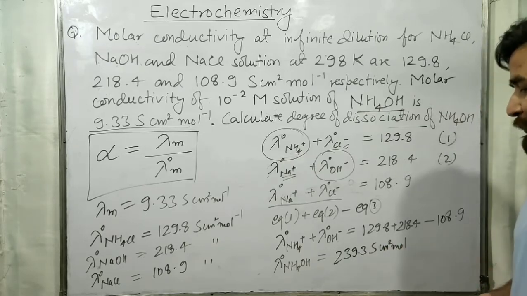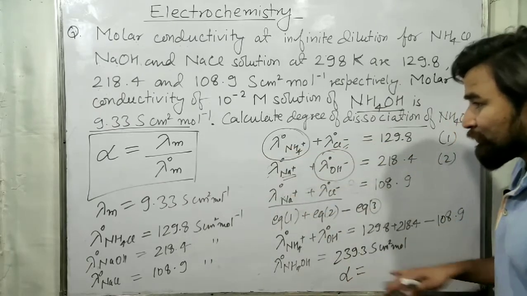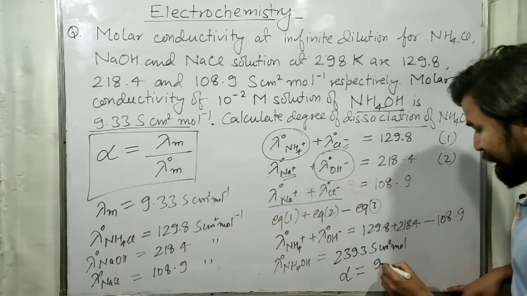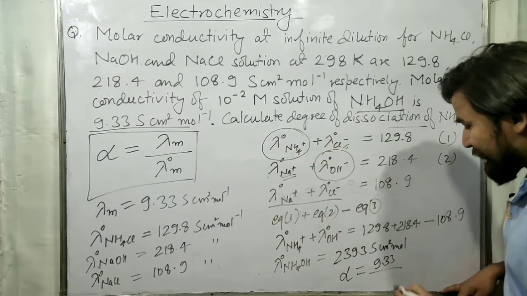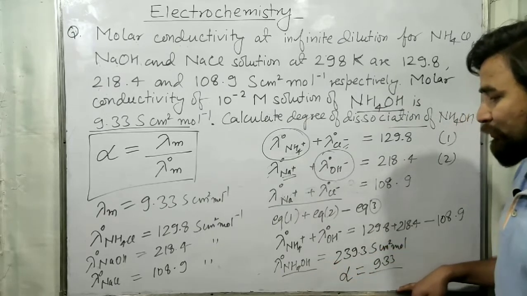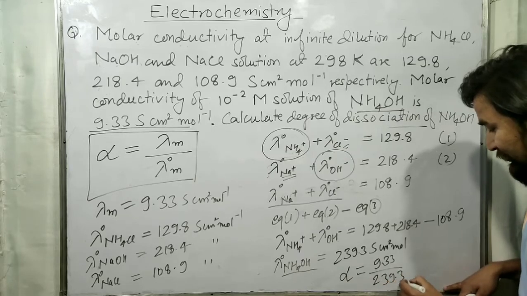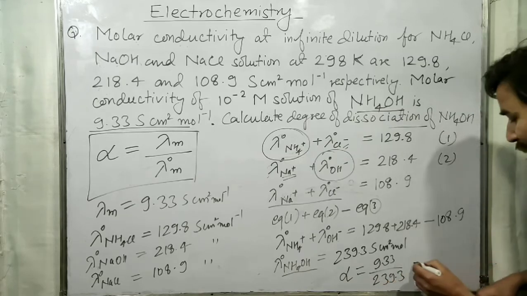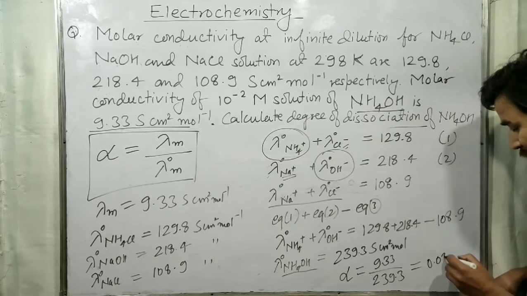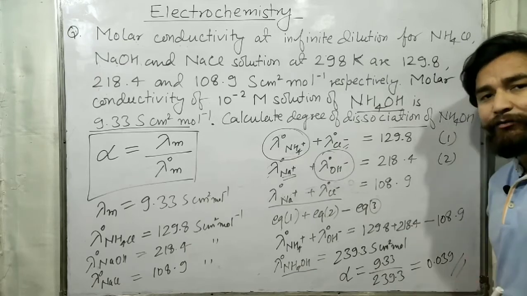And now we can calculate the value of alpha. Alpha is equal to lambda m. The value of lambda m is 9.33 divided by the value of lambda naught m. Lambda naught m for NH4OH is 239.3. So you can calculate its value, that is approximately equal to 0.039. So this is the degree of dissociation for NH4OH.